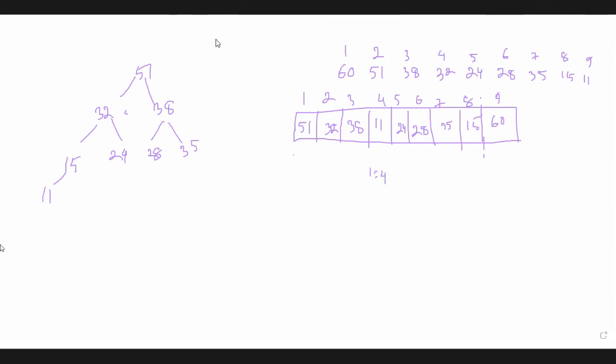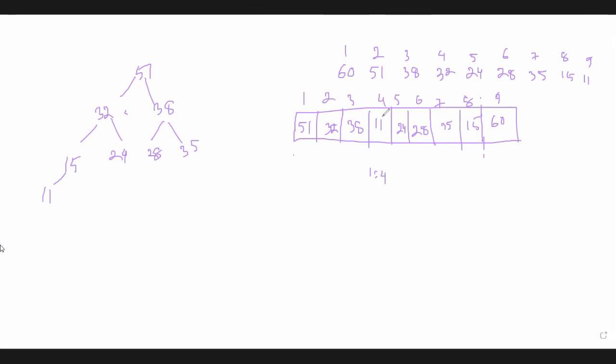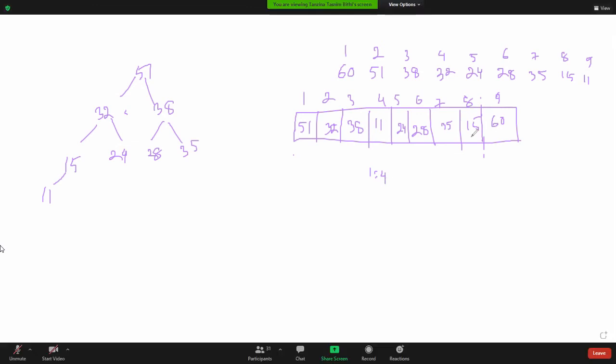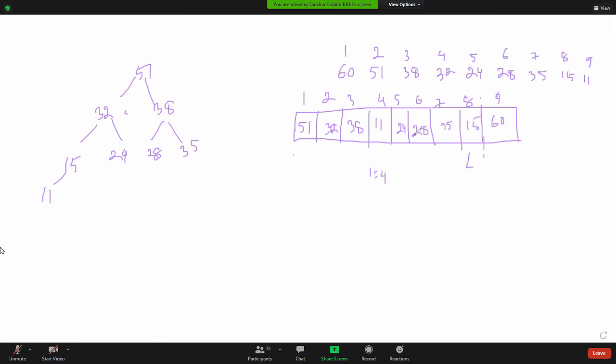If I equals 4, that means 11 is a parent node. So which one is its left child and right child? 4 into 2 equals 8. That means 15 is the left child of 11, but it doesn't have any right child because this is the length of our array or tree. Okay, so 11 has only one child, 15, and 15 is greater than 11.